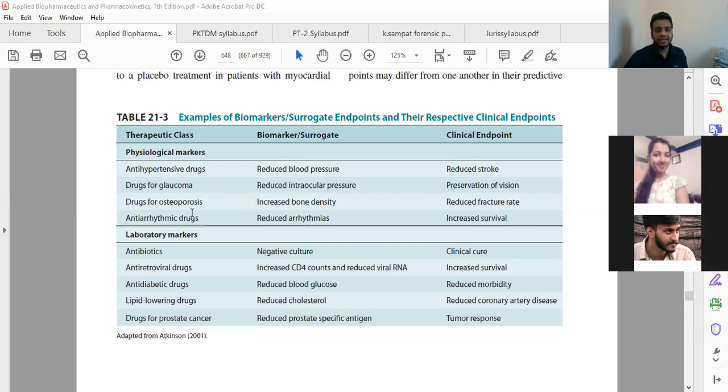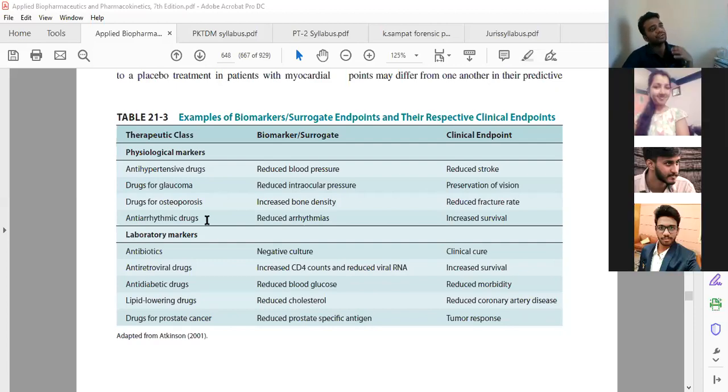Yes, very good. For example, if you use an anti-osteoporotic drug and you cannot wait a long time to see the fracture rate after giving the drug, and you are simply using bone mineral density (BMD) to assess it, can you conclude that there is a reduced risk of bone fracture? Yes, sir. Similarly, I have an example of a lipid lowering drug: if there is reduced cholesterol over a long period of time, can you conclude that there is less risk of coronary artery disease?